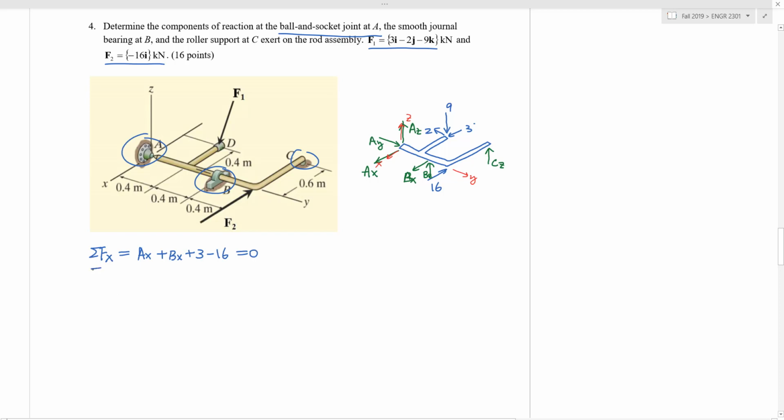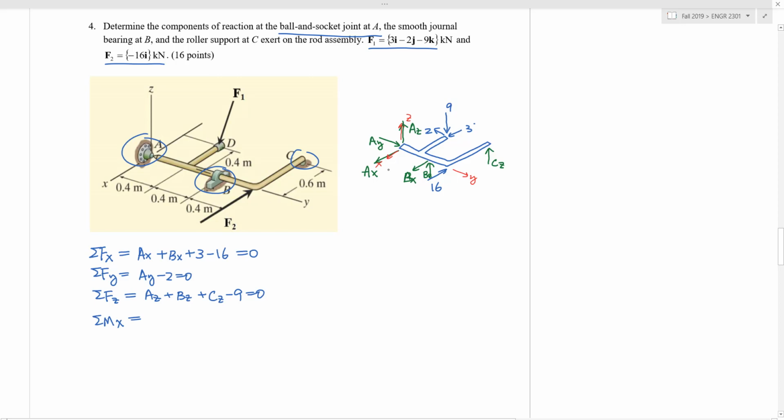Second equation, resultant force along the y direction. We will have AY, and then minus the 2 right here equals 0. Resultant force along the z direction, we have AZ plus BZ plus CZ, and then we have the -9, equals 0.